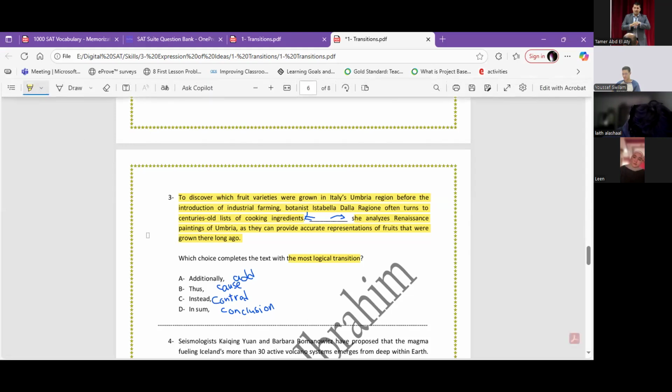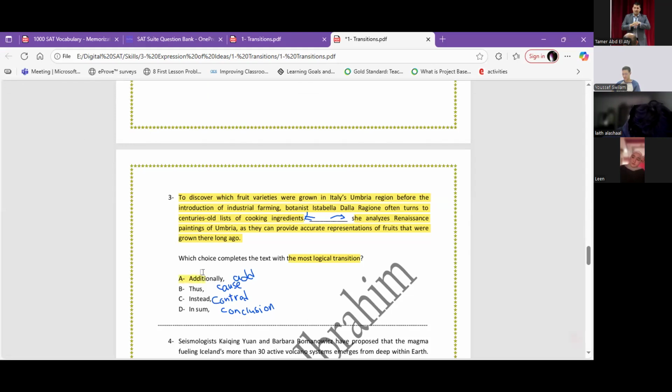So, additionally. She searched in the cooking ingredients, the old list of cooking ingredients, and she searched in the paintings. So the answer is A.